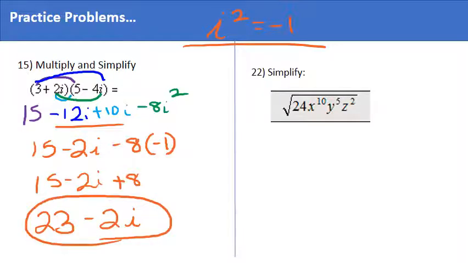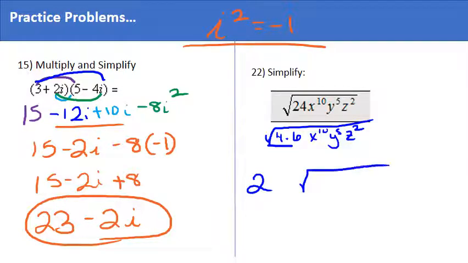And then over here, you're going to simplify. So we have the square root of 24. So you need to figure out what perfect square goes into 24. Well, that is 4 times 6. And then we have the x to the 10th, y to the 5th, and z squared. All right, so I'm going to bring out that square root of 4. So that is a 2. Leave some space. Now let's talk about x to the 10th.